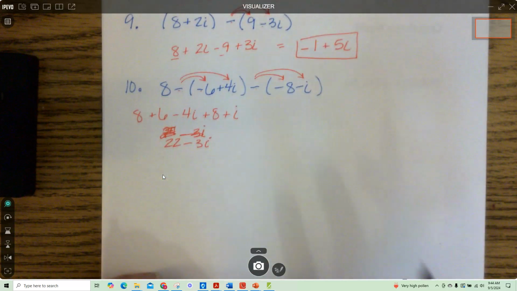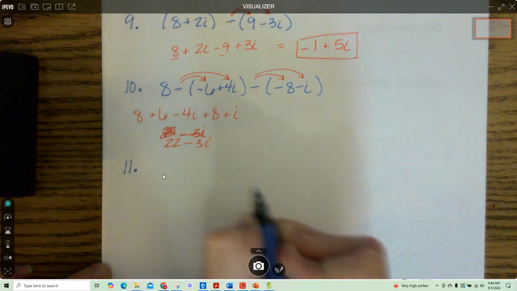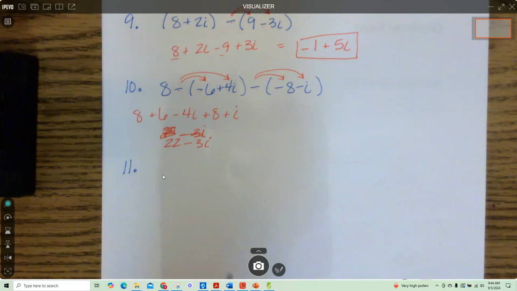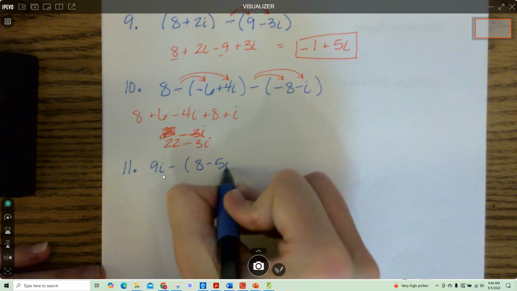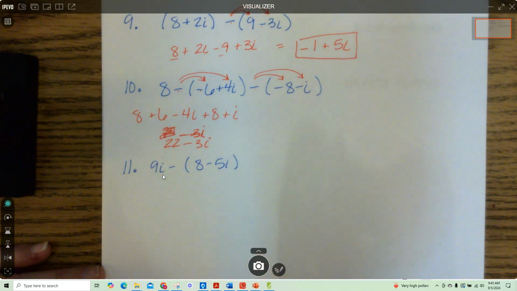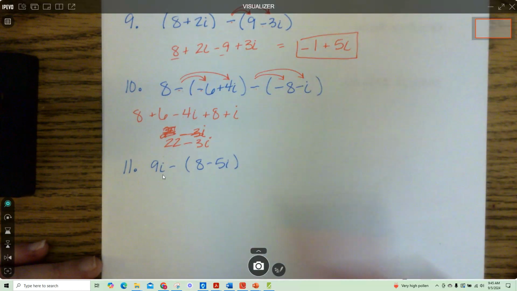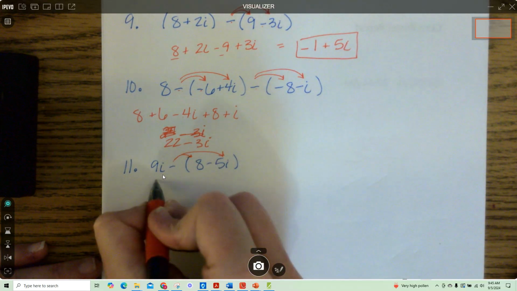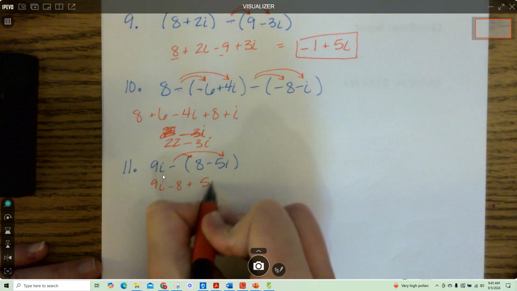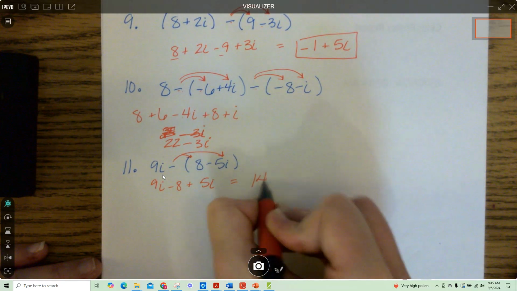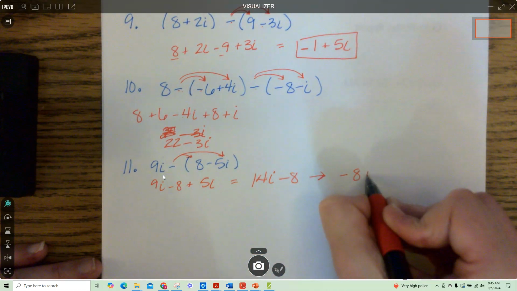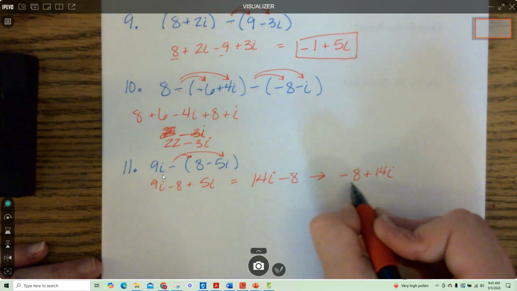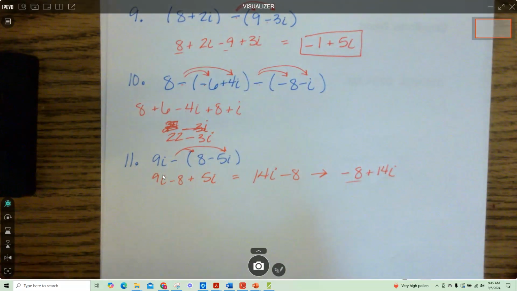All right, Shelby, 11. 9i minus open parentheses 8 minus 5i close parentheses equals. Okay, same thing, distribute. So 9i minus 8 plus 5i. 9 and 5 makes a 14. Okay, but it's not in order, so make sure you're writing them in standard form. So the constant should come first, the imaginary number should come last.